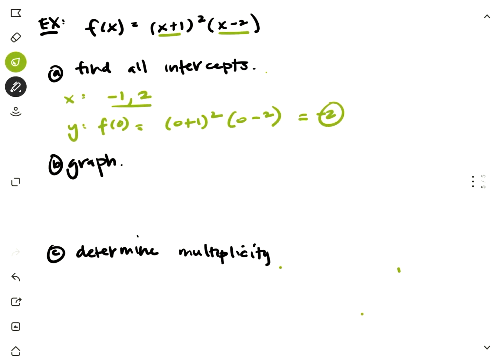All right, which leads us into the next question. So we graphed it; now determine the multiplicity. The multiplicity for our negative 1 is 2. It's an even; we saw that it bounced at negative 1. And then for our zero at 2, that's an odd, that's 1. It passed through.